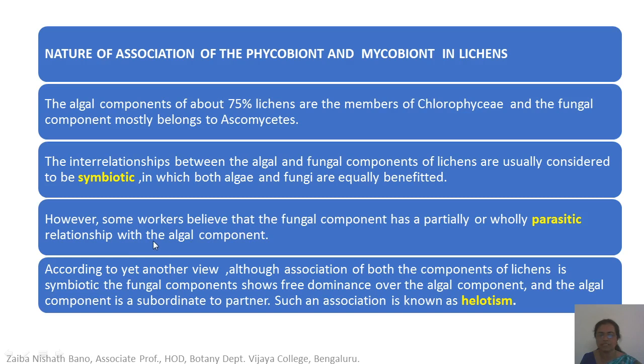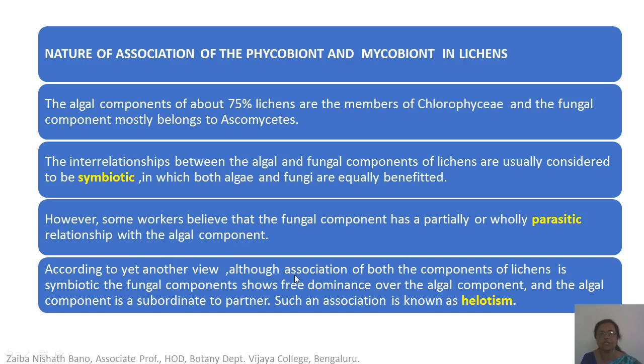This view gets support from the fact that the haustoria of the fungi are seen in algal cells of some lichens. On separation, the algal component of the lichen can live independently, whereas the fungal component cannot survive. So, this has led to the conclusion that the fungal component has a partially or wholly parasitic relationship with the algal component. There is another view.